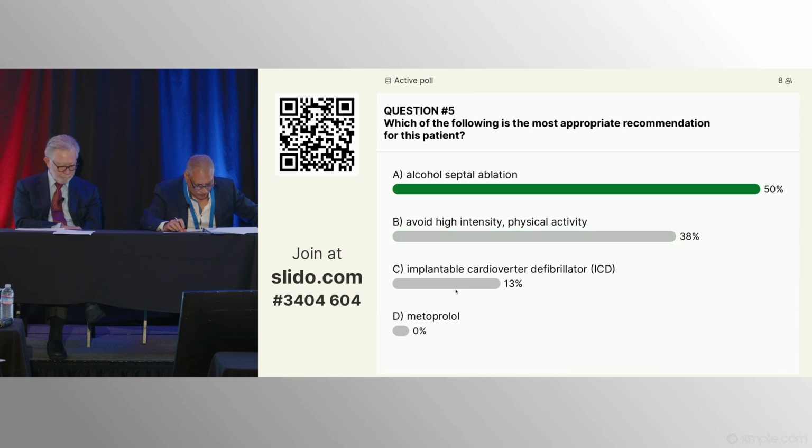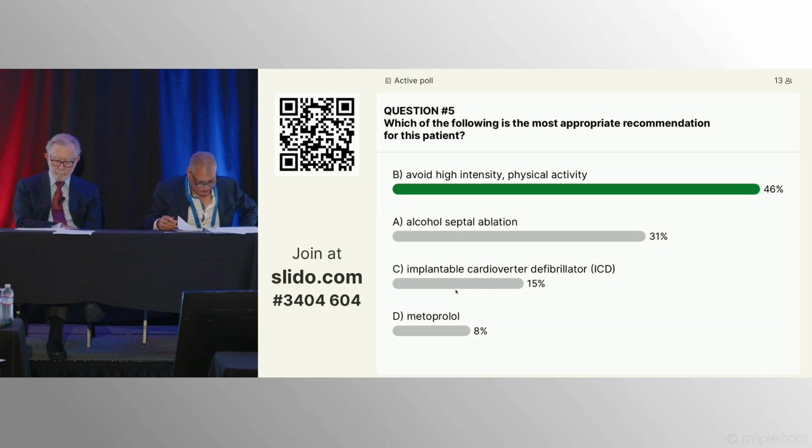At rest, there is no left ventricular outflow gradient. However, Valsalva generates a gradient of 30 millimeters of mercury. Which of the following is the most appropriate recommendation for this patient? A, alcohol septal ablation. B, avoid high-intensity physical activity. C, implantable cardioverter defibrillator. And D, metoprolol.